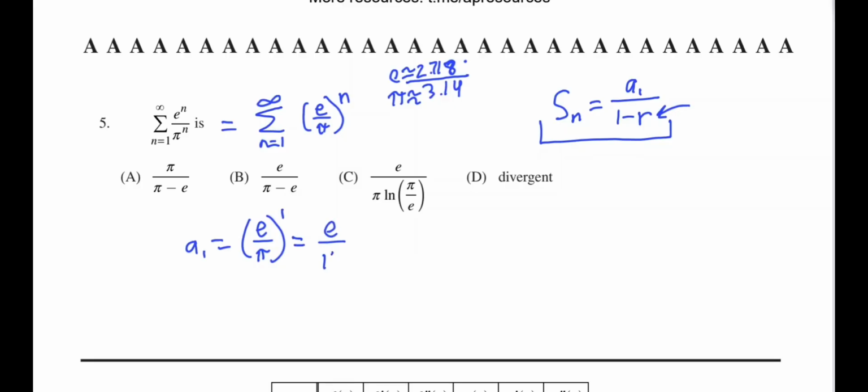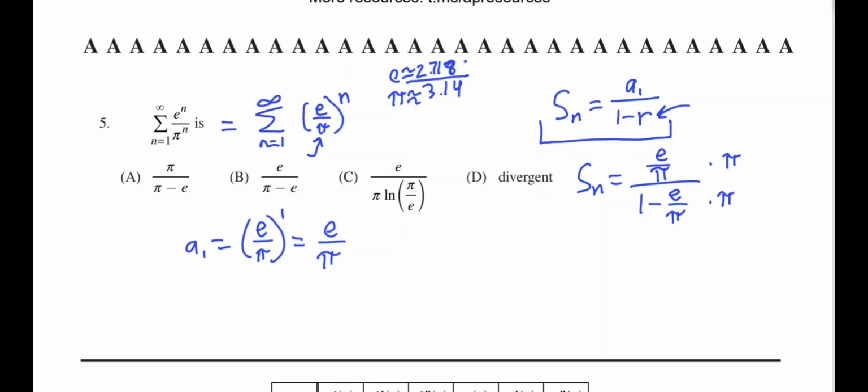All right, so for the geometric series, we know that the first term, a sub 1, would be e over pi. And then at the bottom, we have 1 minus our common ratio. And that common ratio would be the e over pi that we have over here. So 1 minus e over pi. All right, and this is a complex fraction. So to simplify it, let's get rid of all the denominators. Let's multiply the top and the bottom of our fraction by pi.